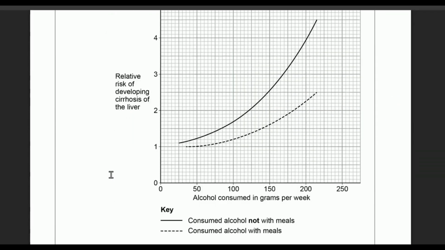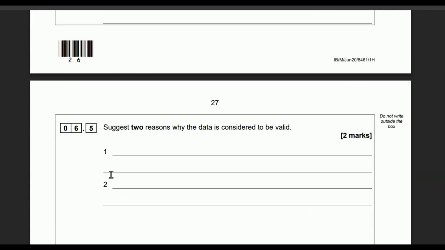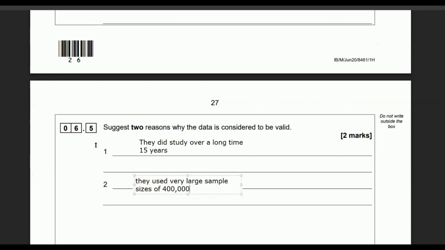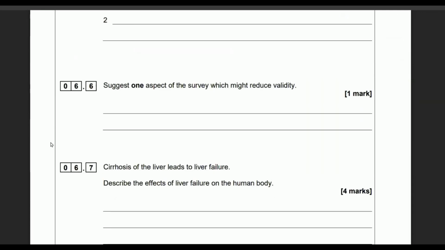So let's go down. They did study over a long time, 15 years. They used very large sample sizes of 400,000. So they used 400,000, 800,000 in total as their sample size. Lovely. Right. Let's zing. Suggest one aspect of the survey which might reduce the validity.